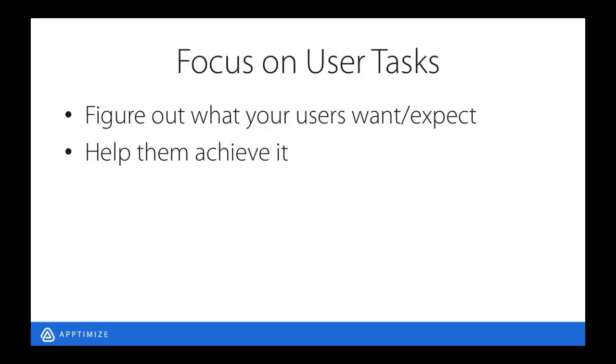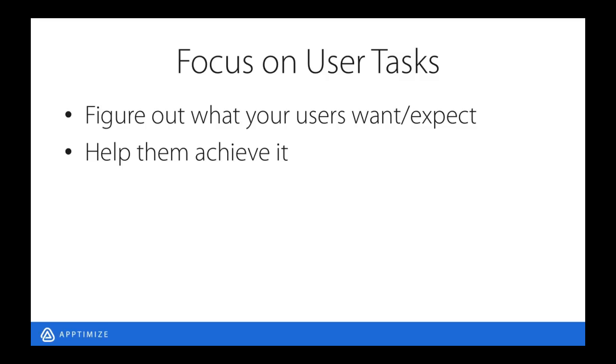So there are actually 2 keys to mobile success. Let's talk about the first one: helping users accomplish their main goals. In helping users accomplish their main goals, you really want to focus on user tasks. You want to figure out what it is that your users want and expect and help them achieve it.